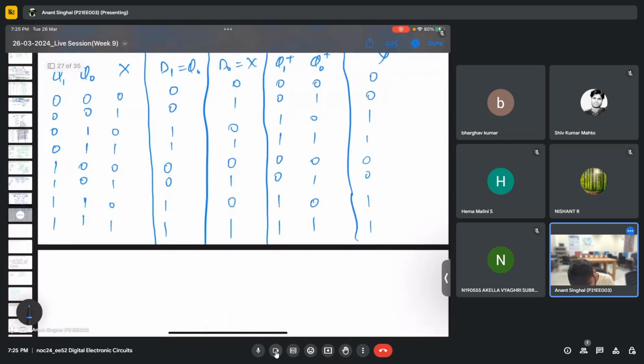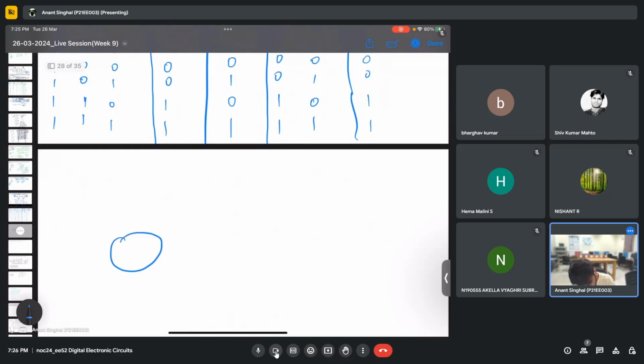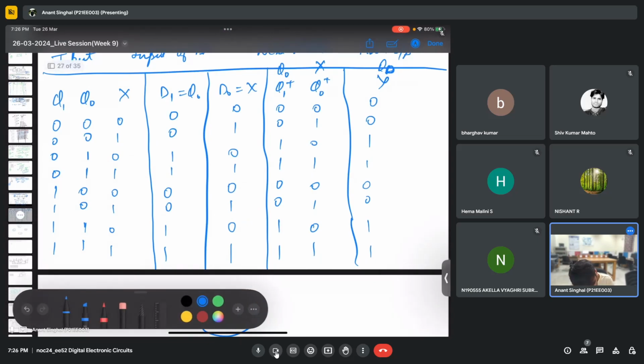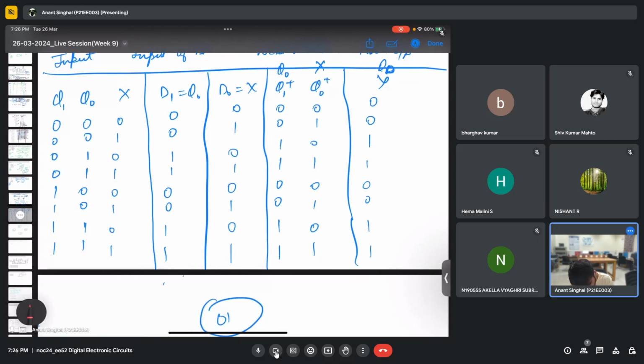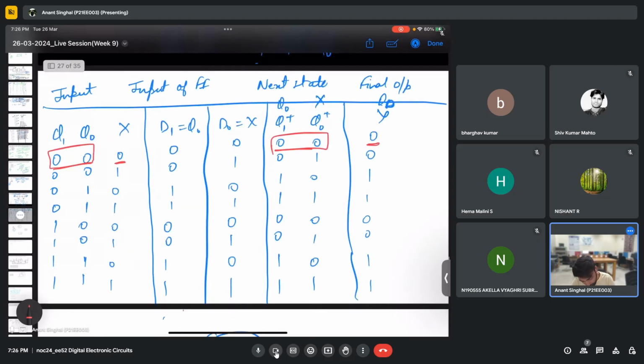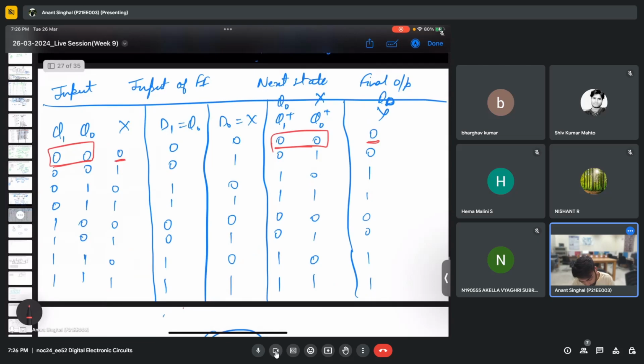So if not, then let's make the state transition diagram. There are four possible states. We already know this is 0 0, 0 1, 1 0 and 1 1. So you can see in the first state, 0 0 is getting changed to 0 0 when input is 0 and output is 0. Again 0 0 is getting changed to 0 1 when it is 1 and this is 0.